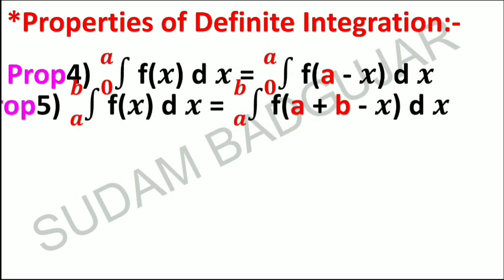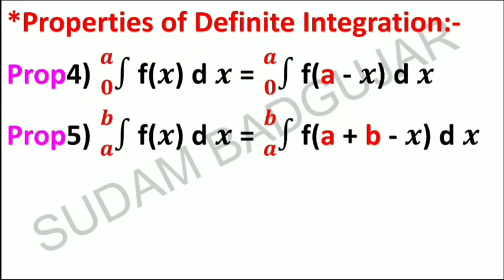Similarly, in property number 5, the lower and upper limits are different, a to b. So the result is to replace x by lower limit plus upper limit minus x. What is property number 5? Integration of f of x dx from a to b is equal to integration of f of a plus b minus x dx from a to b. The following sums are based on these properties.